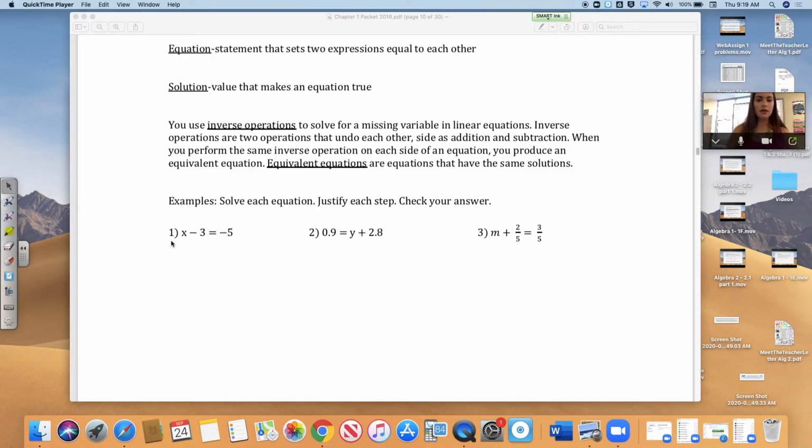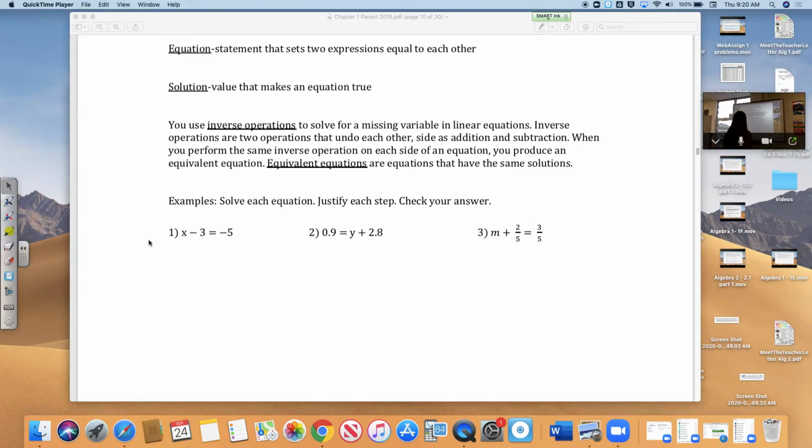To solve something like this, you use inverse operations to solve for the missing variable. Inverse operations are 2 operations that undo each other, just like addition undoes subtraction and multiplication undoes division. You perform the same inverse operation on both sides of the equation, and they are still considered equivalent. So here's the type of work I like to see for these types of problems. It's really important that you justify each step. That means show your work, and then also check your answer.